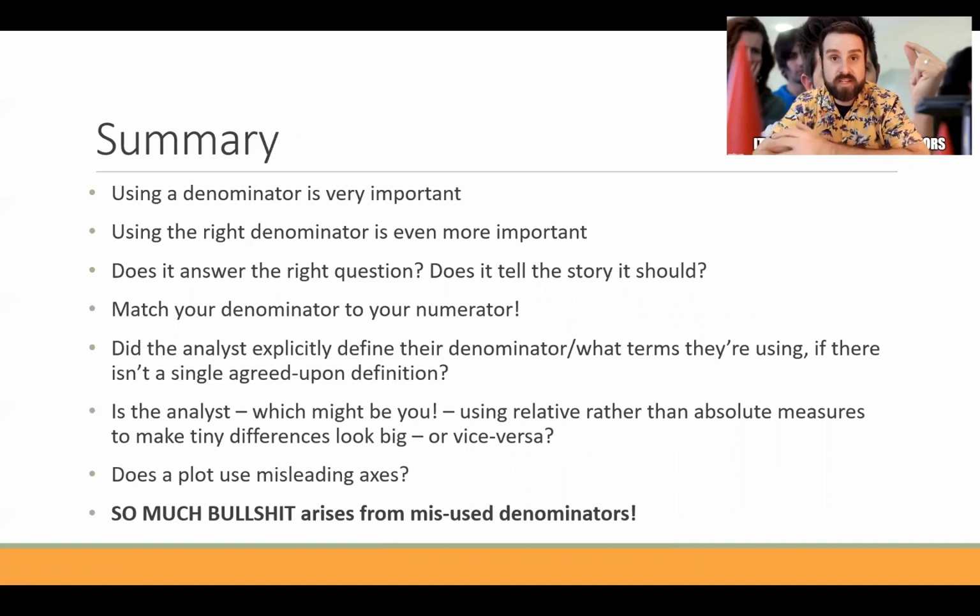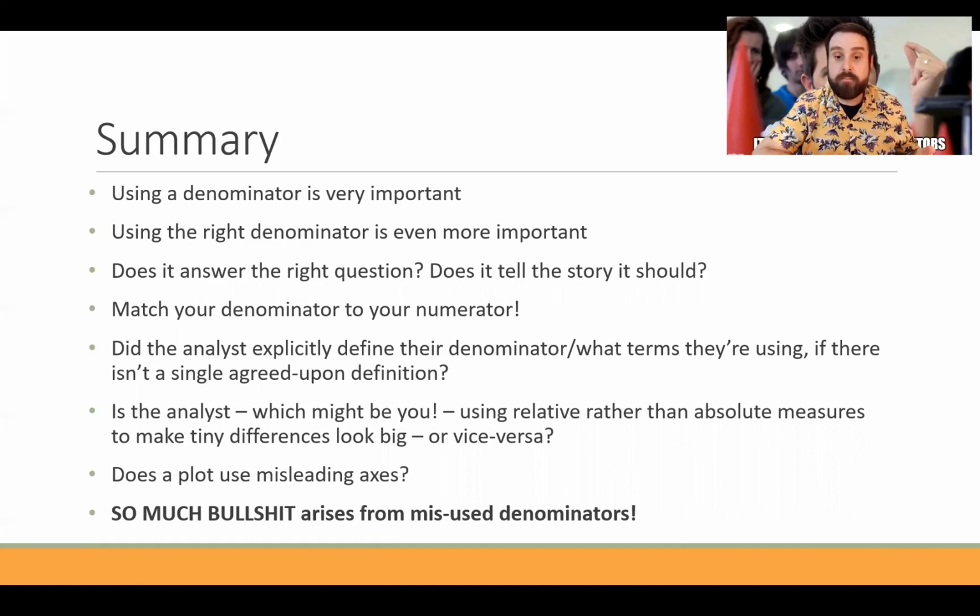So in summary, using denominators, really important. Using the right denominator is arguably even more important. Ask yourself, does the denominator you're using and the statistic you're producing answer the right question? Does it tell the story it should? Match your denominator to your numerator. Ask yourself, did the analyst, either you or somebody else who's trying to present data to you, explicitly define their statistic and their denominator, especially if there isn't a single agreed upon definition? Like death rate can be very amorphous and different people can use it to mean totally different things.